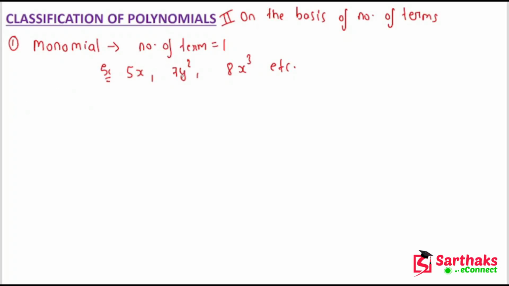Clearly they do not have any condition on the degree, so it is a linear monomial, it is a quadratic monomial, and it is a cubic monomial, right? So now we know the names of these polynomials. Then we have binomials. What are binomials? Clearly bi means 2, so the number of terms is equal to 2.